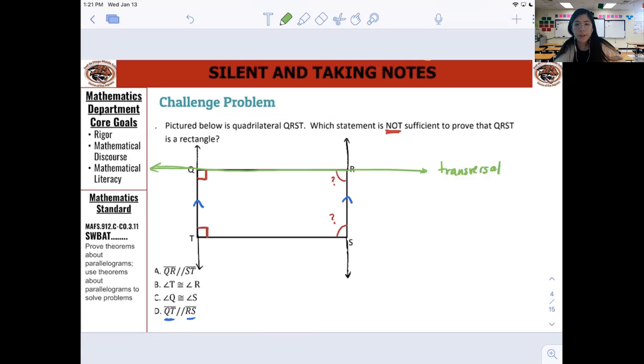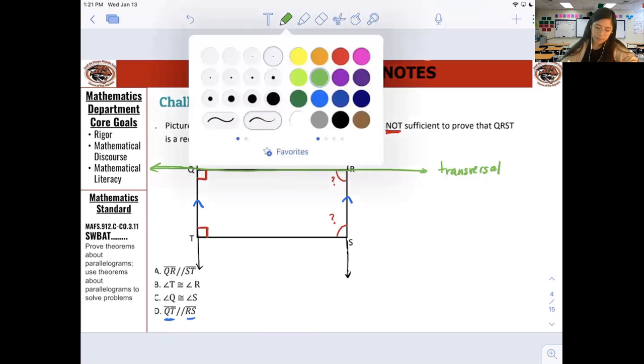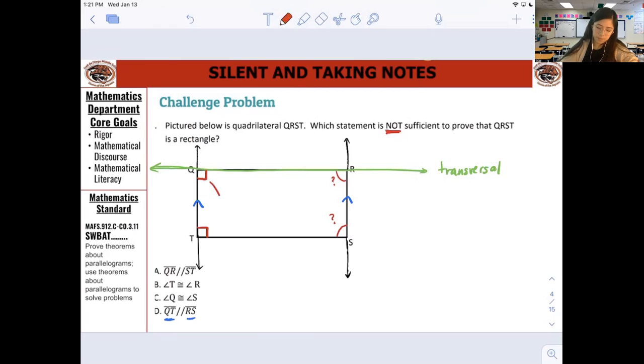What do we know? Okay, think about a transversal. Think about what that means. What can you figure out from a transversal? We can figure out if angles are congruent or if they're equal to 180 when added together. Right, exactly. So think about it. If I have this angle over here and this angle over there, what would the relationship be between those two angles?